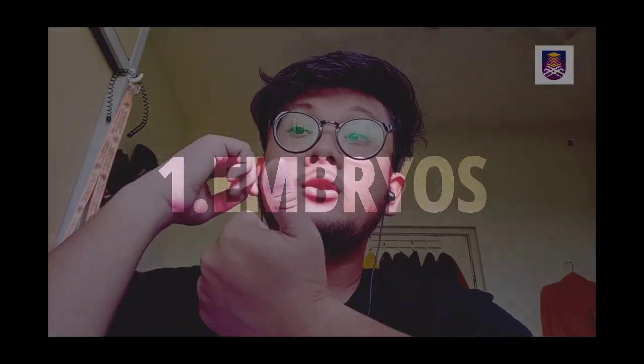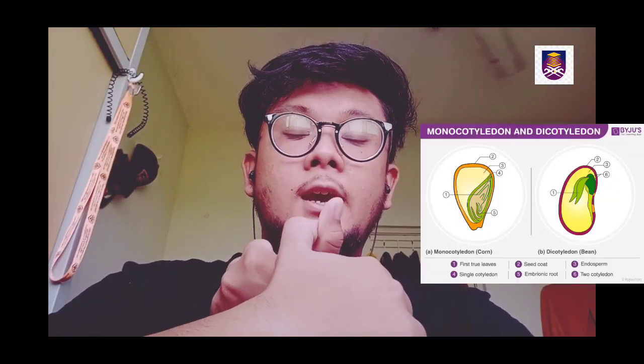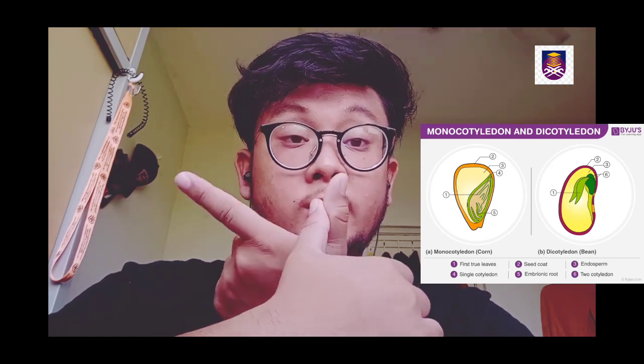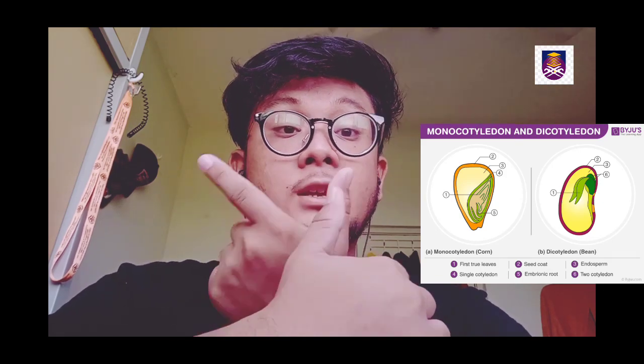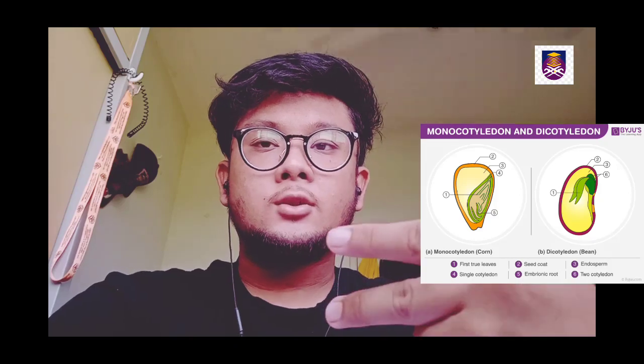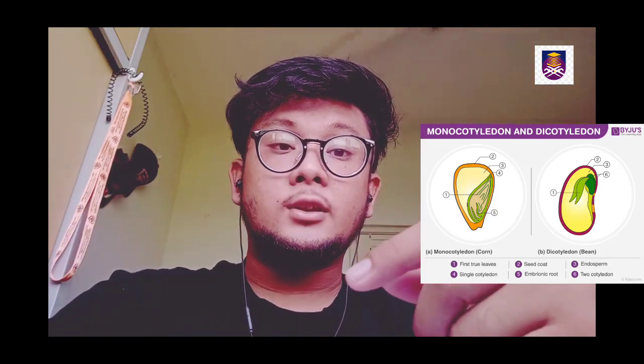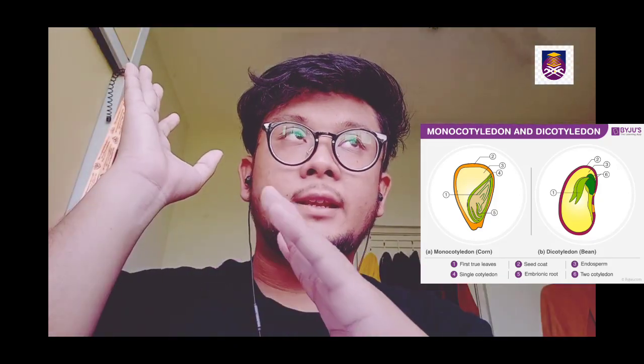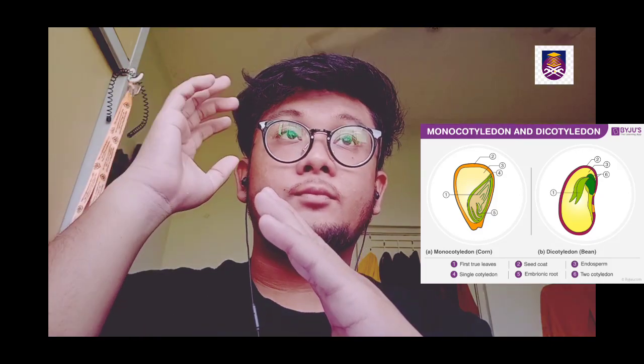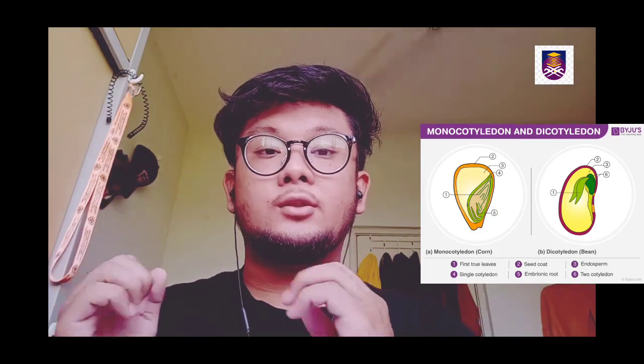The very obvious characteristic that we see between them is the embryos. The embryos of monocotyledon only have a single cotyledon, okay, and the dicotyledon has two cotyledons. I will also include some examples between one cotyledon and two cotyledons.